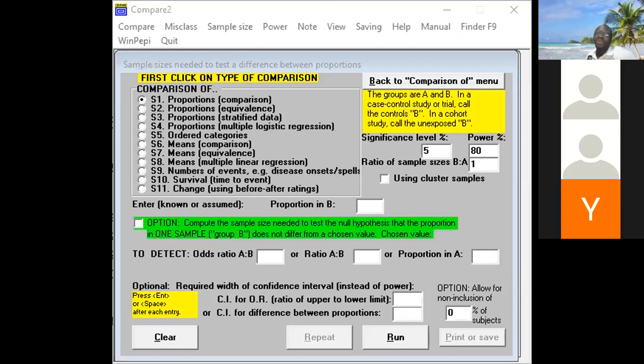If you increase the power, it will increase the sample size. The power is in the numerator there, so if you increase it, you increase the sample size.